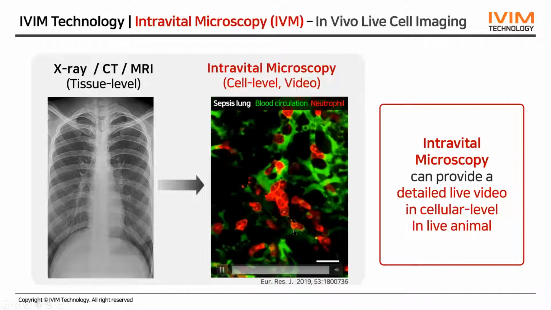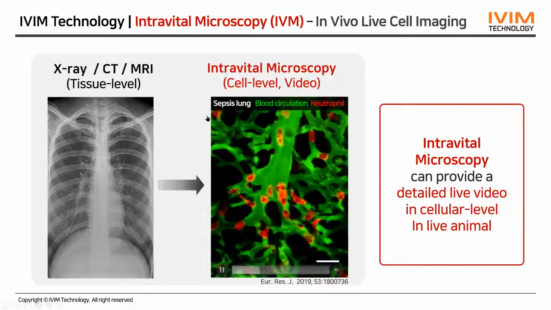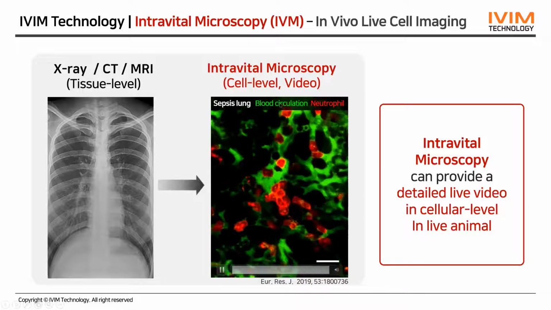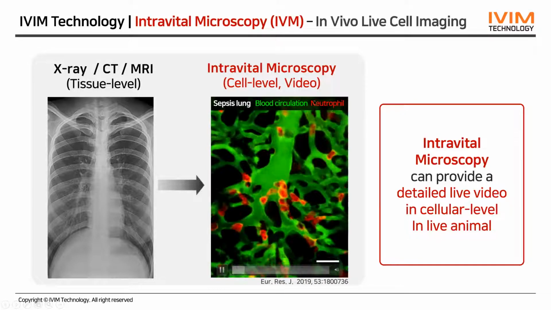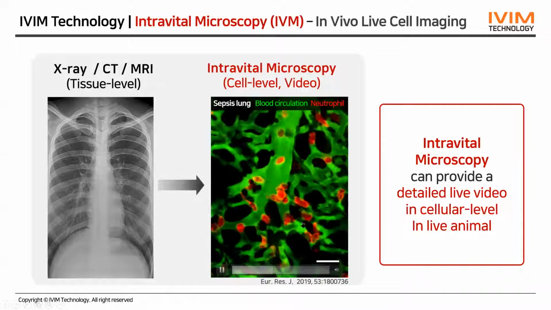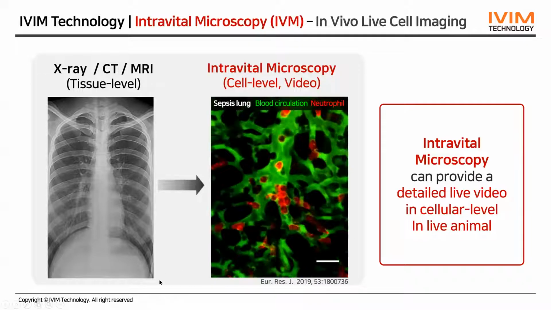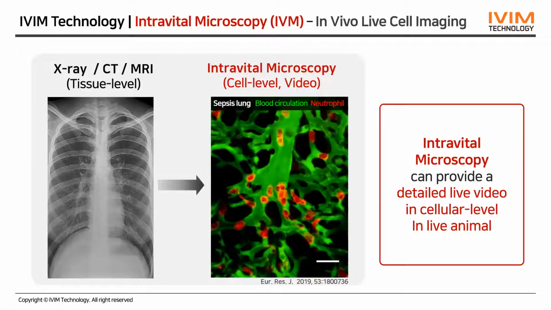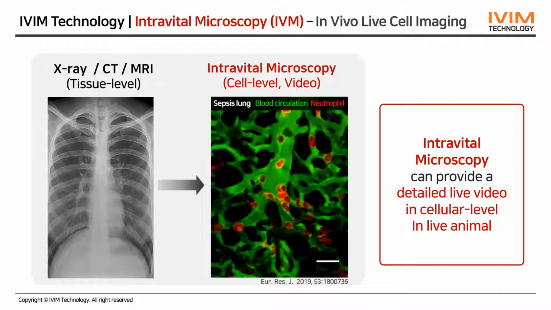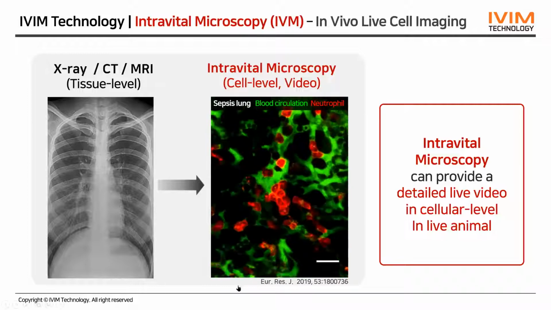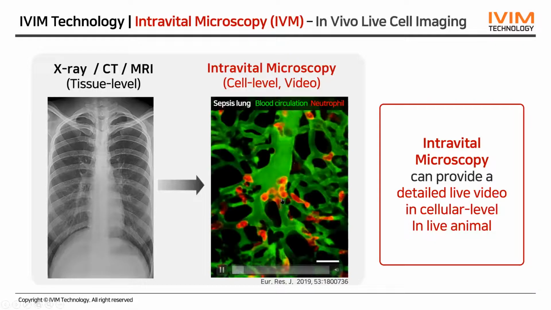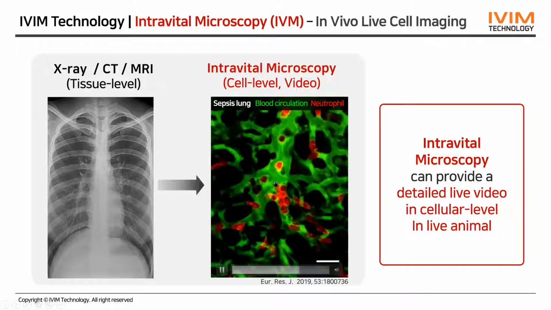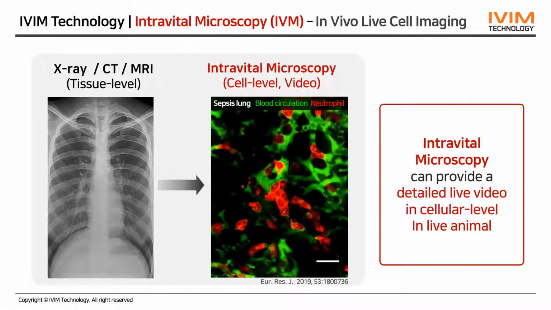This is a video obtained from the mouse model of sepsis in the lung. In the green, you can see the blood circulation, and in the red, you can see the neutrophils inside the blood vessel. This video clearly shows that the neutrophils can aggregate and form a cluster inside the blood vessel, which disturbs the green fluorescent blood circulation in this sepsis animal model in live condition.